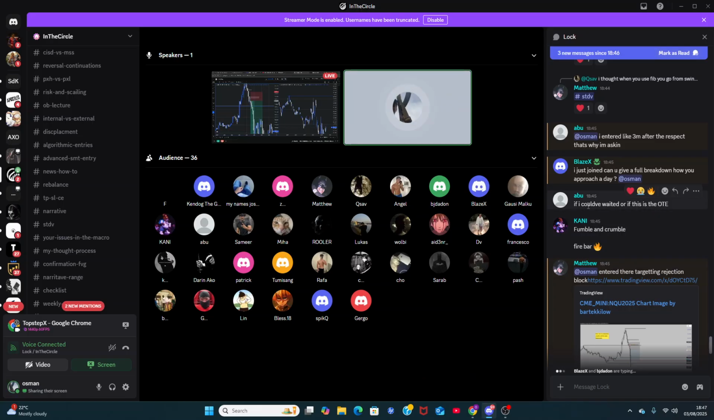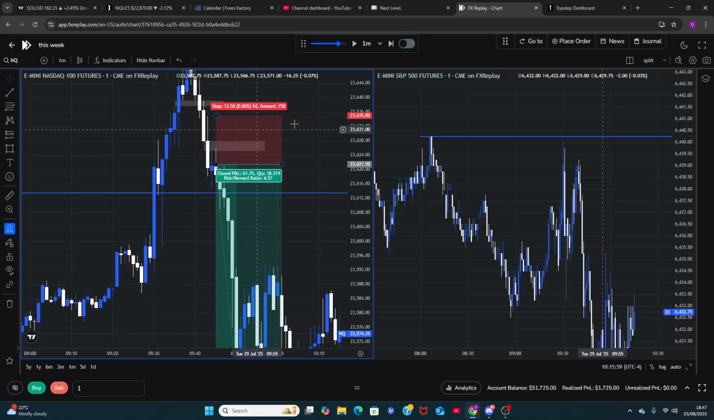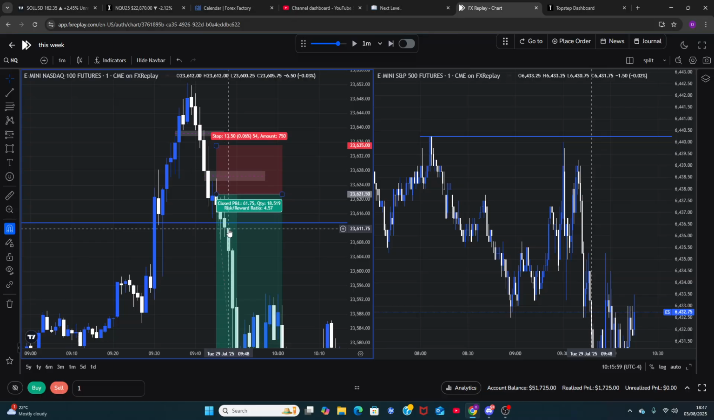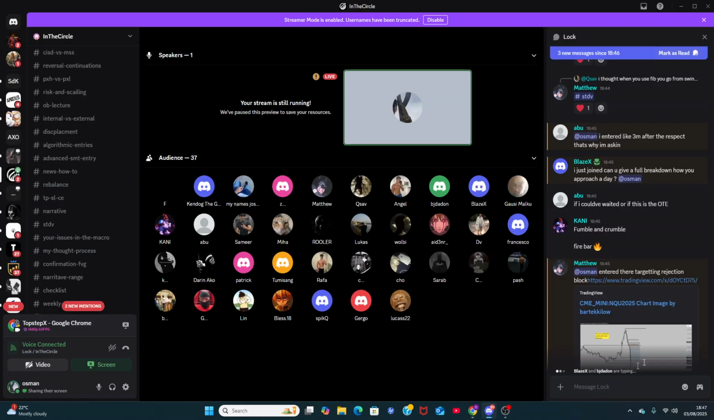Don't worry. If I could have waited, or if this is the OTE, look, your OTE is just within this range. The OTE is before price actually started dumping at 48. OTE is all this. It's within here. That's fine. Sometimes OTE is not one candle. It can be numerous candles. But that's OTE, and you still call it OTE, which is fine.